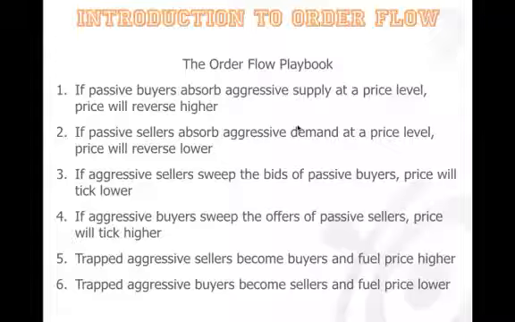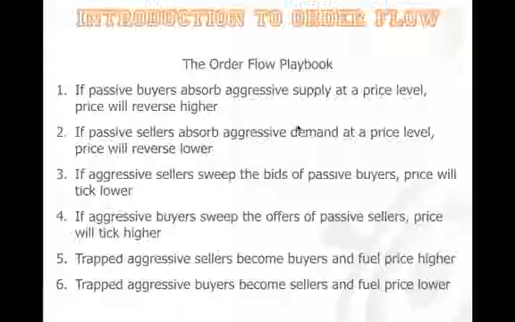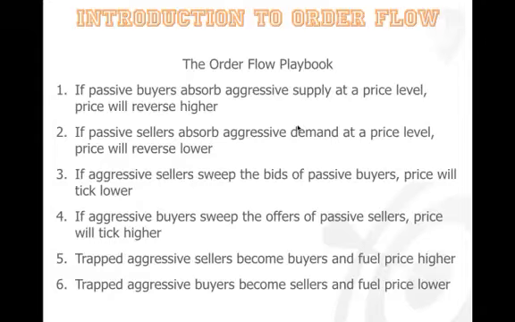And if passive buyers are absorbing aggressive supply, that means I'm a buyer with a limit order and I am absorbing aggressive supply. What does that mean? Aggressive supply are sellers that are hitting the bid at the market to enter the market short right now. So passive buyers use limit orders to absorb that supply at a given price level. If they absorb all the supply and withstand those aggressive sellers, price will move higher.